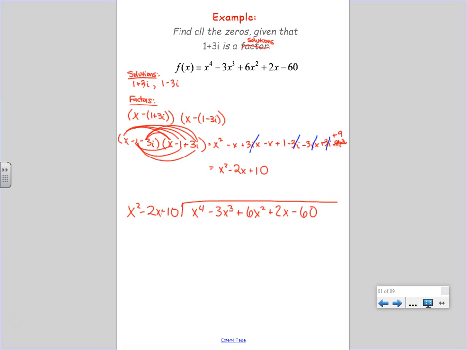Let's say 3 didn't work. Let's say 12 did, and you didn't want to test plus or minus 1, plus or minus 2, plus or minus 3, plus or minus 4, plus or minus 5, plus or minus 6, all the way up to plus or minus 12 to find one that works. Who wants to do that? Only 3 works.